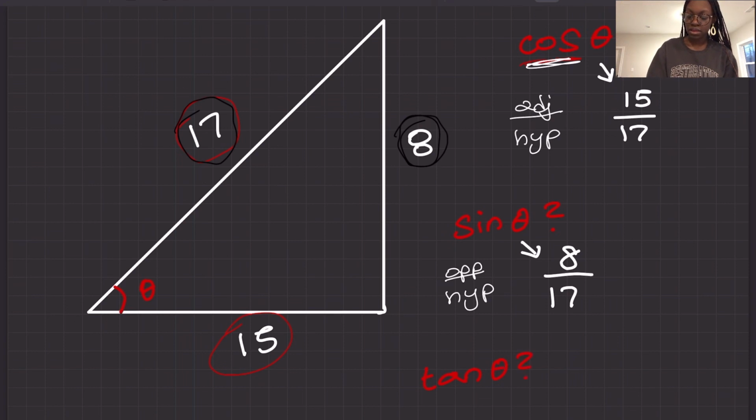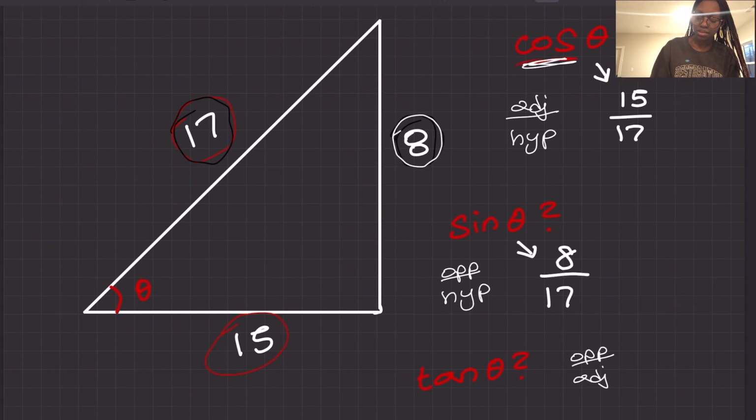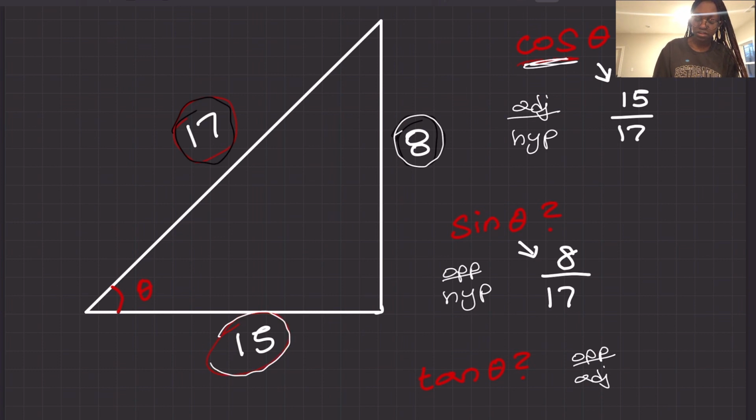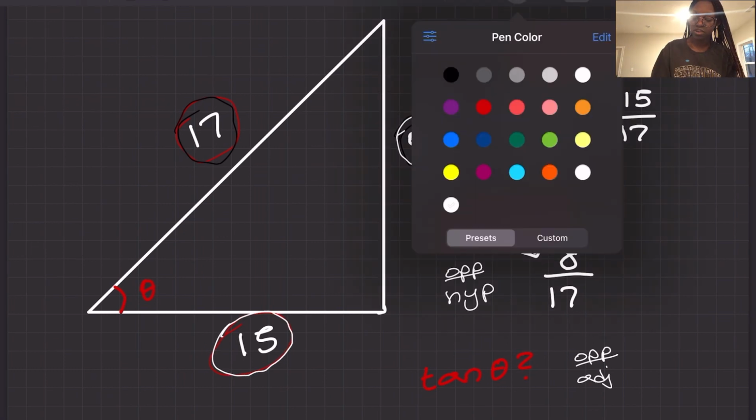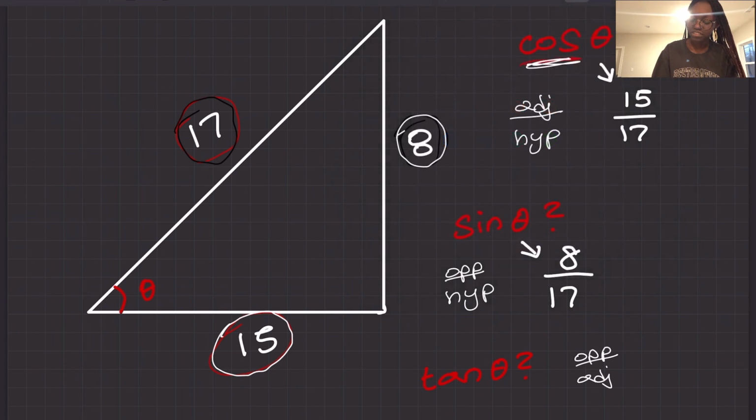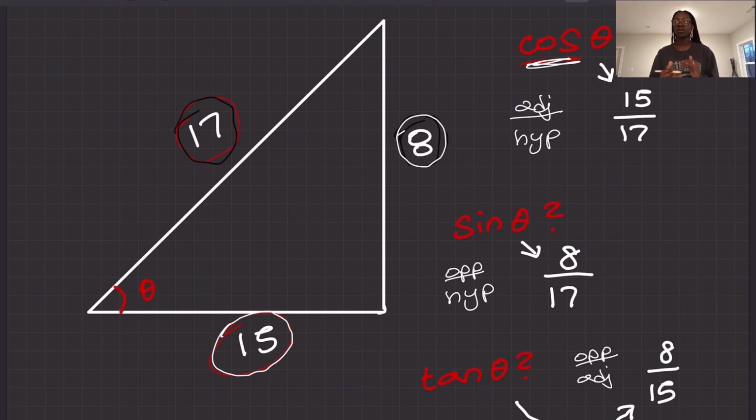Tangent of theta is opposite over adjacent. So what are you going to do? You're going to look for the tangent. You're going to look for the opposite, and you're going to look for the adjacent, and you're going to stack them on top of each other, just like the trig ratio says to do. Just like that. So you just follow the order of the trig ratio.